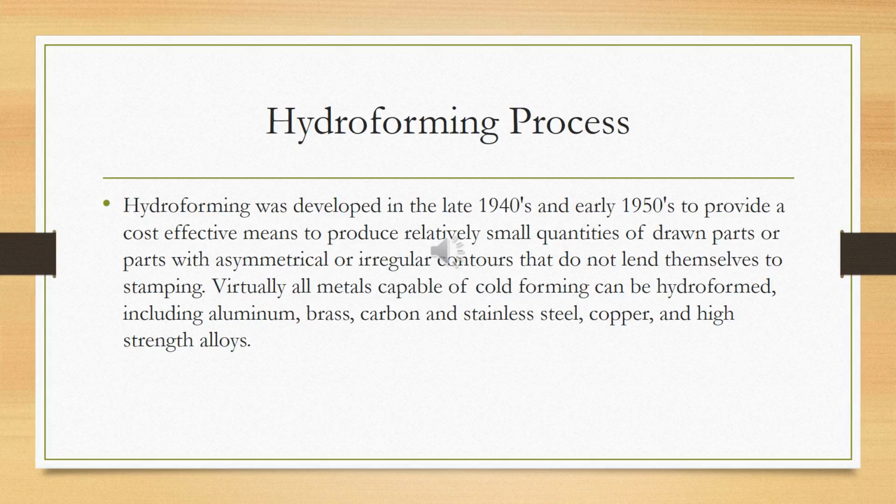Another process is the hydroforming process. Hydroforming was developed in the late 1940s and early 1950s to provide a cost-effective means to produce relatively small quantities of draw parts or parts with asymmetrical or irregular contours that do not lend themselves to stamping. Virtually all metals capable of cold forming can be hydroformed, including aluminum, brass, carbon and stainless steel, copper, and high-strength alloys.